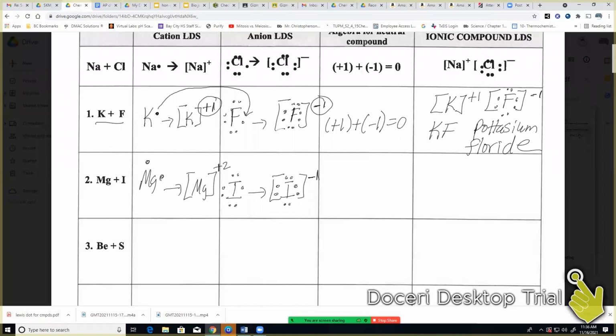So we got a +2 and we got a -1. Those are not equal to each other. That would not give me a neutral compound. So now you have to make an adjustment. And you have to think, which one do I need more than one of? So I'll end up having a neutral compound. So do I need more than one of the magnesium ion or more than one of the iodide ion? Iodide ion, right? So my +2 from my magnesium is good, but I need 2 of my -1 ions for it to equal 0. So I just need one of these, but I need 2 of these.